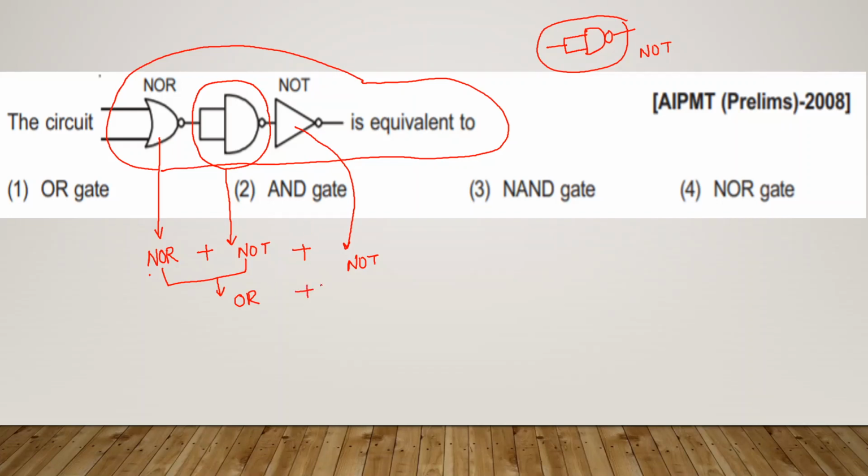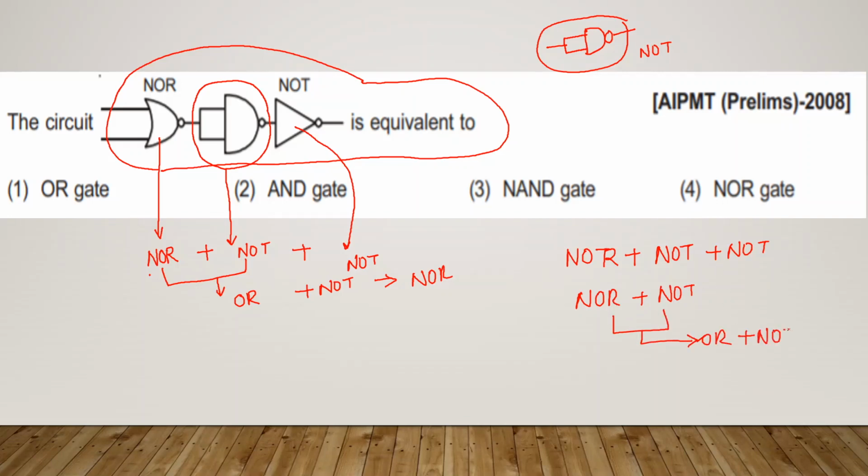Now this OR gate plus NOT gate will give NOR gate. I hope you are getting this. How many gates are there? 3 gates are there. What are those? NOR gate, second one is NOT gate, and third one is also NOT gate. Whenever you add NOR gate plus NOT gate, you get OR gate. Now this OR gate is added to a NOT gate. So what will be the final answer? Our final answer will be NOR gate. So which one is the correct option? Option 4 is the correct one. Let us move on to the next problem.